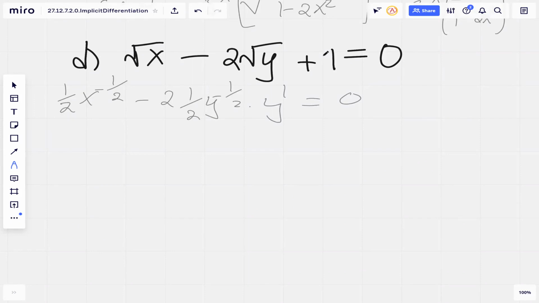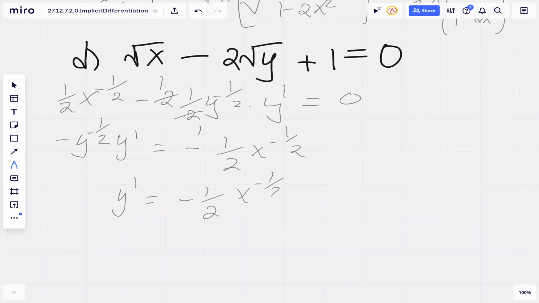So we're going to bring everything over to the right-hand side except the y prime. Our 2's cancel out. So we're left with negative y to the negative 1/2 y prime equals negative 1/2 x to the negative 1/2. Y prime equals negative 1/2 x to the negative 1/2 divided by y to the negative 1/2. So let's clean that up. Negative 1/2, root y over root x.